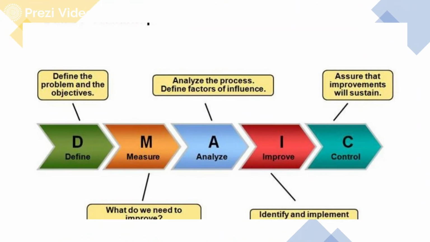So one has to be clear enough in understanding the DMAIC approach. First you define the problem and the objectives, what we need to improve, then you have to measure it, and third is the analysis part. You have to analyze the process and define the factors which are actually influencing it. What is the root cause? Then you have to identify and implement the solution, and last is the control part, whereby you have to assure that the improvements will sustain.